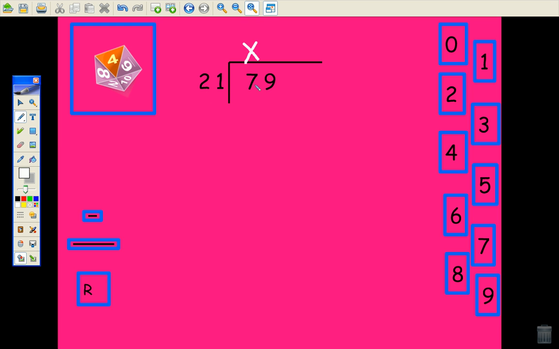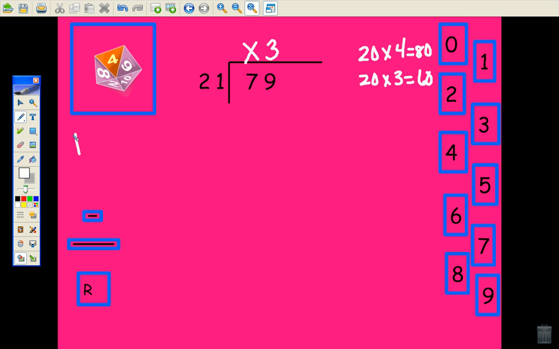Now I've got to look at 21, how many times it will go into 79. Well, I know that 20 times 4 equals 80. 20 times 3 equals 60. So I am going to use the 3 times, because if I do the 4 times, it'll be too much. Another way you can look at it is think about how many times does 2 go into 7? About 3 times. That's another way for you to do the estimating part.